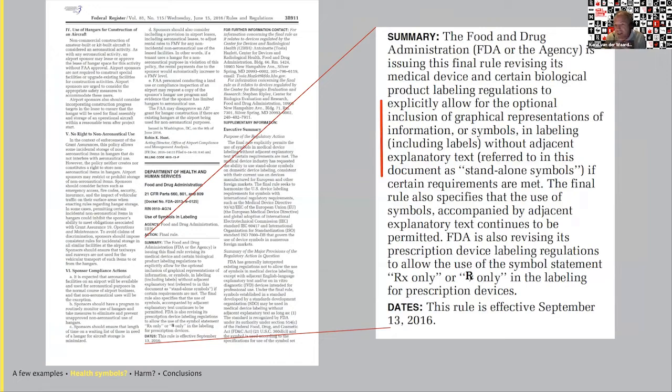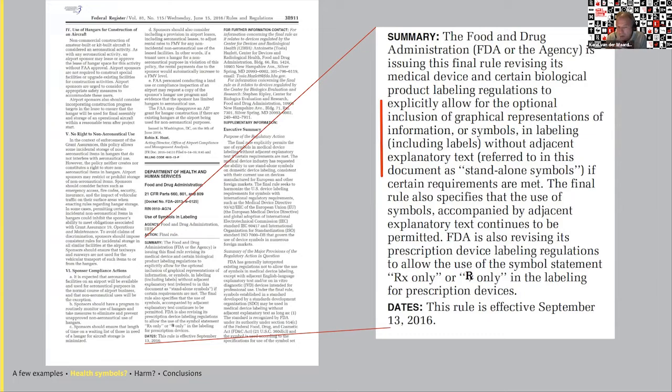read the summary. It states the Food and Drug Administration, FDA, is issuing this final rule, revising its medical device and certain biological product labeling regulations to explicitly allow for optional inclusion of graphical representation of information or symbols in labeling without adjacent explanatory text if certain requirements are met.